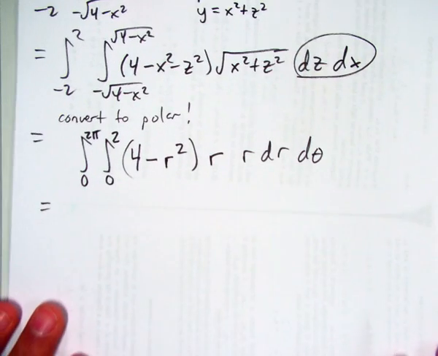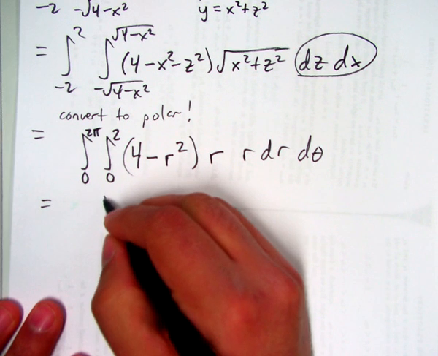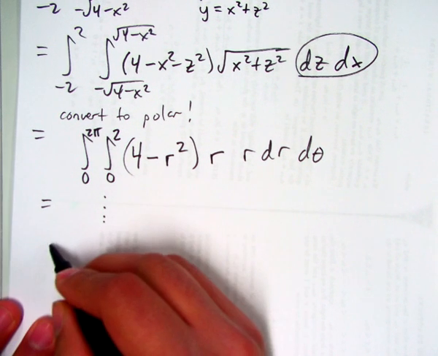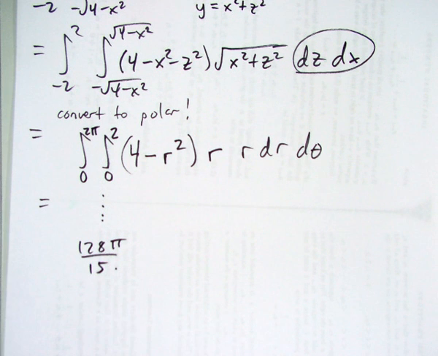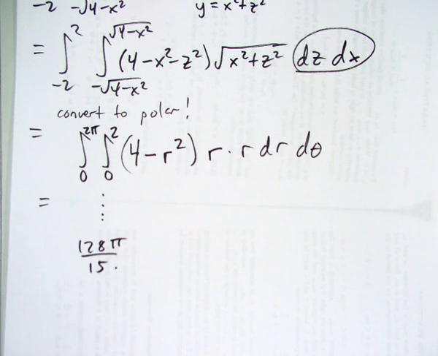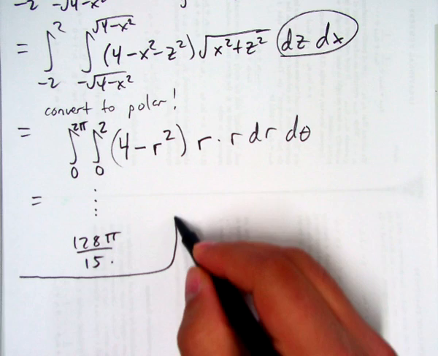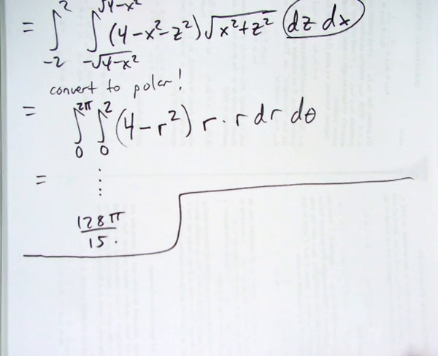And let's do this again. I think from here you guys are okay, right? 128 pi over 15 is what you're going to get. You're not going to write this out. One last thing and then we're done, okay?